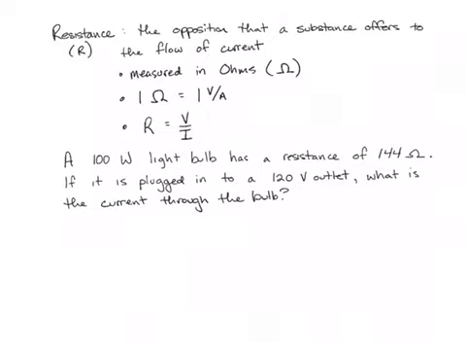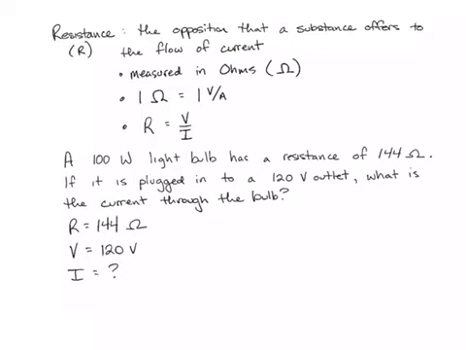What we do need to know is that it has a resistance of 144 ohms and it's plugged into a standard wall outlet in your home, which is 120 volts. And we want to know what is the current going to be through the bulb. So let's write down our givens and our unknowns. Alright, so as you can see here, we're given our resistance of 144 ohms and our voltage of 120 volts, and we want to know what is the current.